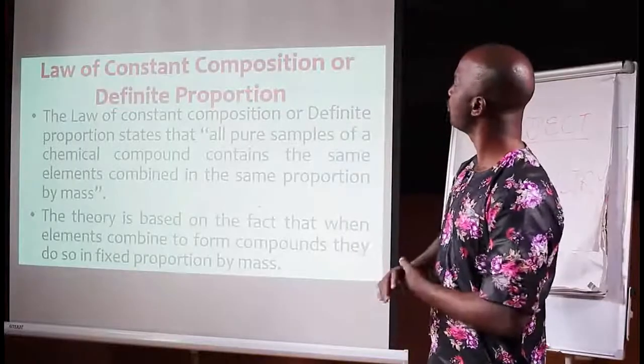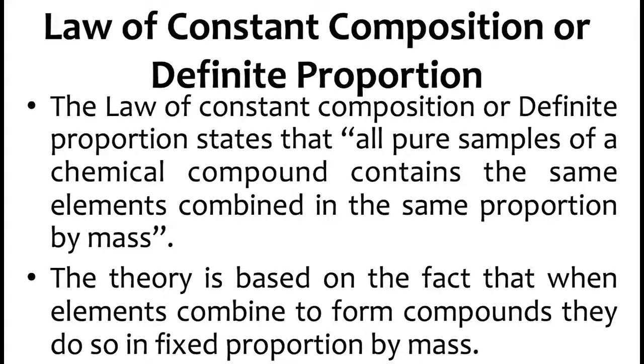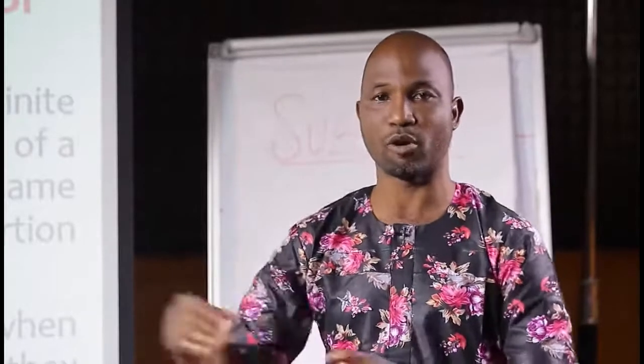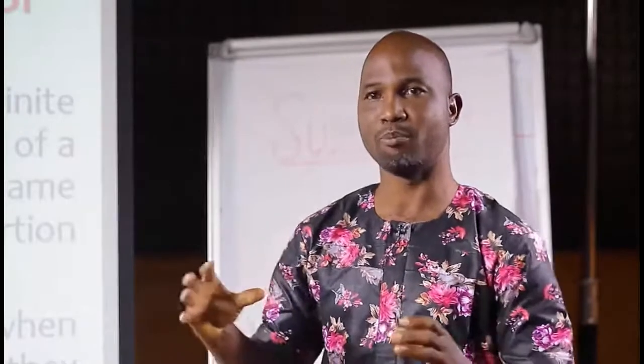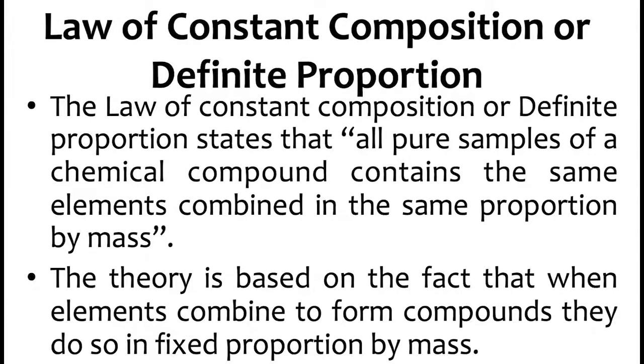The law of constant composition or definite proportion. This law of definite proportion says that all pure samples of a chemical compound contain the same elements combined in the same proportion by mass, meaning that when elements combine to form a compound, the proportion of these elements by mass is the same. The theory is based on the fact that when elements combine to form compounds, they do so in fixed proportion by mass.